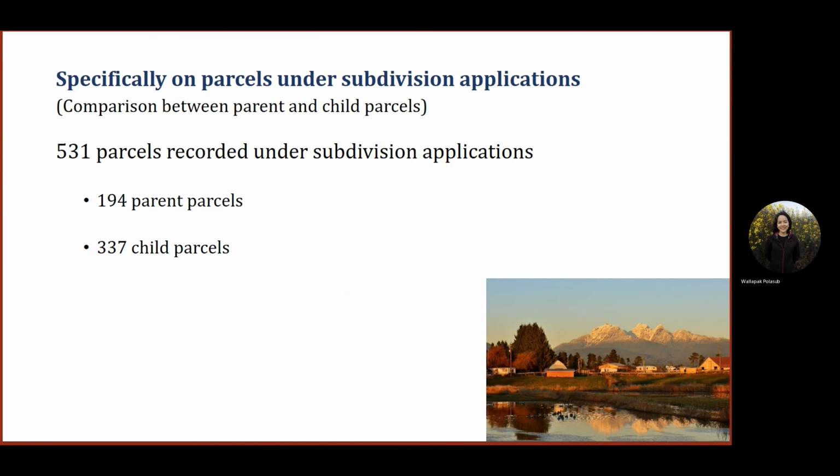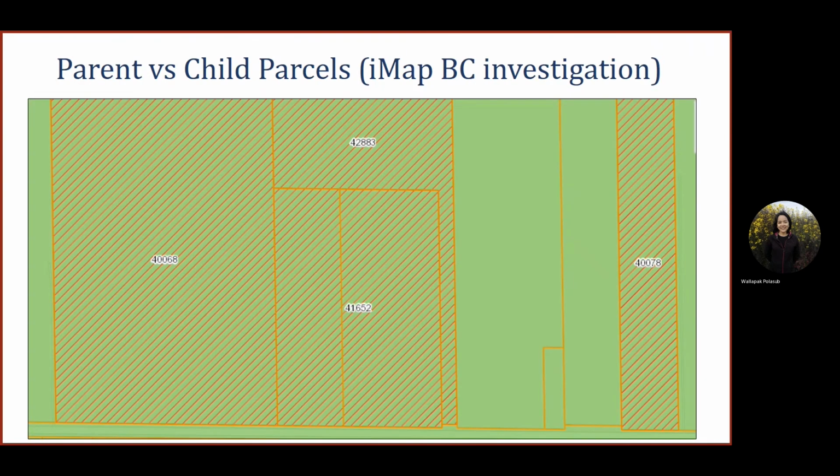Now we look further, specifically at parcels under subdivision applications. We are going to compare between parent and child parcels. Again, we have 531 parcels recorded under subdivision applications, and 194 are recorded as parent parcels, 337 recorded as child parcels. I'm going to explain a little bit what parent and child parcels mean. Here is an example. We have to do this one by one on the iMap BC application. So first we look at each application.